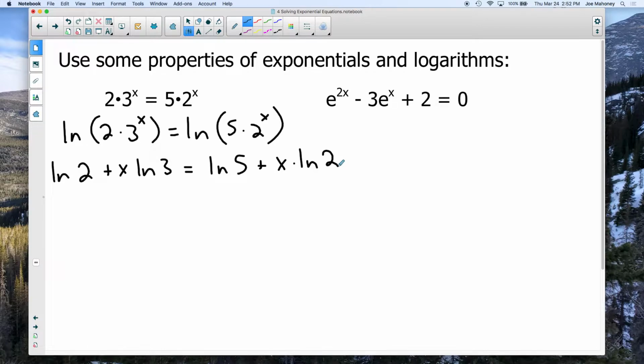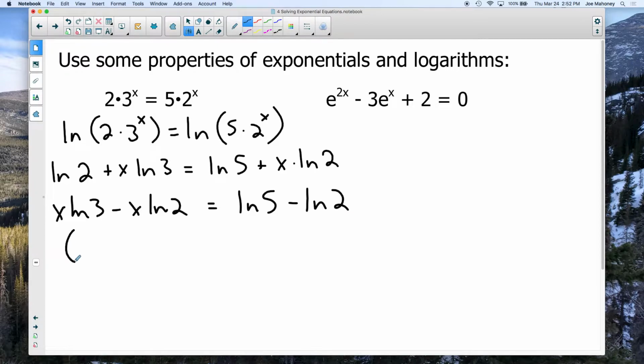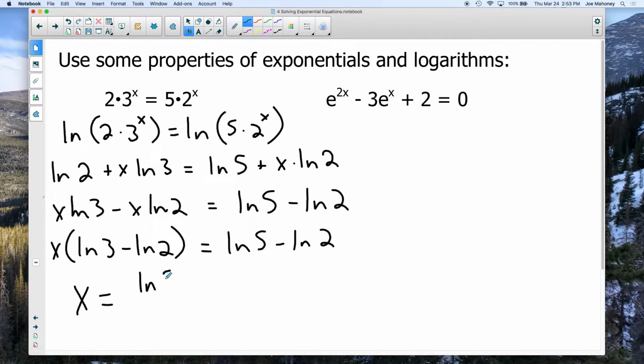Now we're just regrouping some terms together. Let's get all our x's to one side. I'll move the x ln 2 to the left. I'll move the ln 2 to the right. And we're going to get x ln 3 minus x ln 2 equals ln 5 minus ln 2. Again, a little factoring on the left side. And then let's do some division. So we'll get natural log 5 minus natural log 2 all over natural log 3 minus natural log 2.